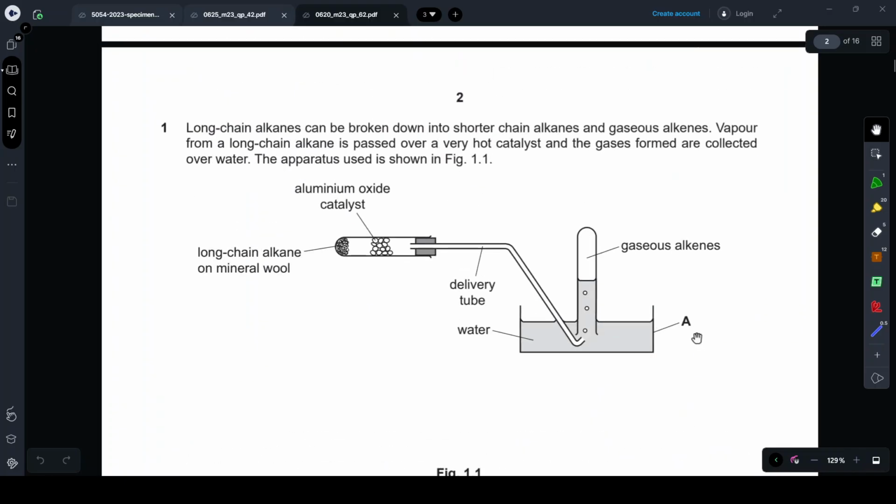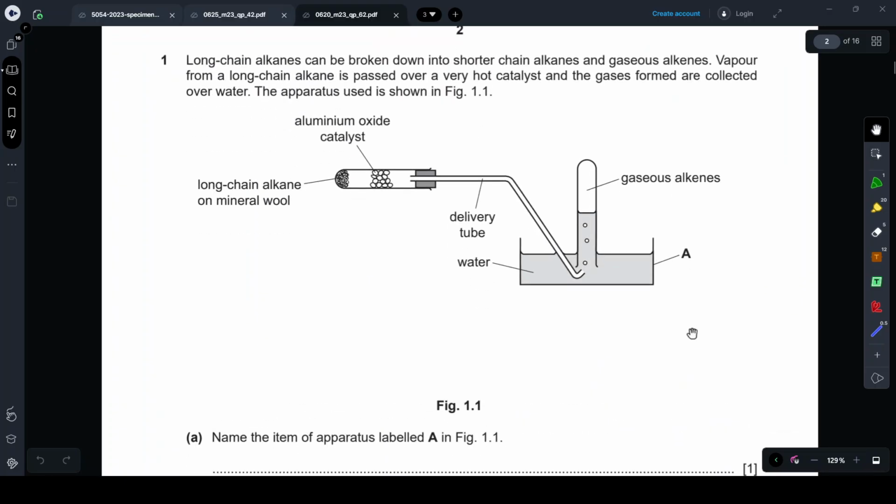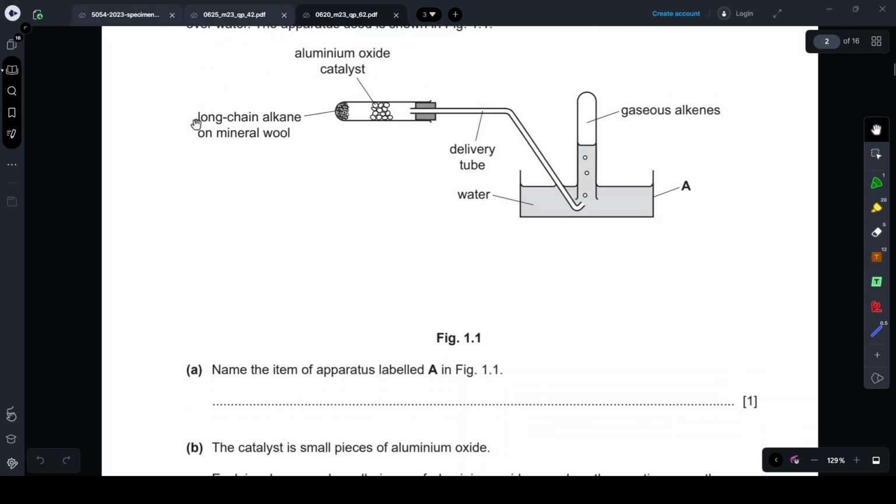Zoom in. So long chain alkanes can be broken down into shorter chain alkanes and gaseous alkenes. Vapor from long chain alkane is passed over a very hot catalyst, and the gases formed are collected over water. The apparatus used is shown in figure 1.1, right? So you've got long chain alkane on mineral wool, aluminium oxide catalyst, delivery tube, water, and you've got gaseous alkenes.